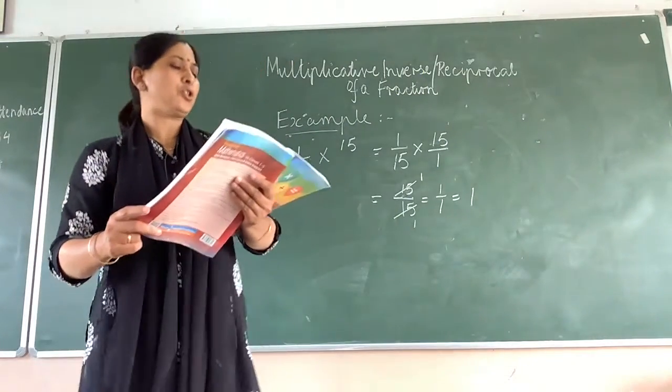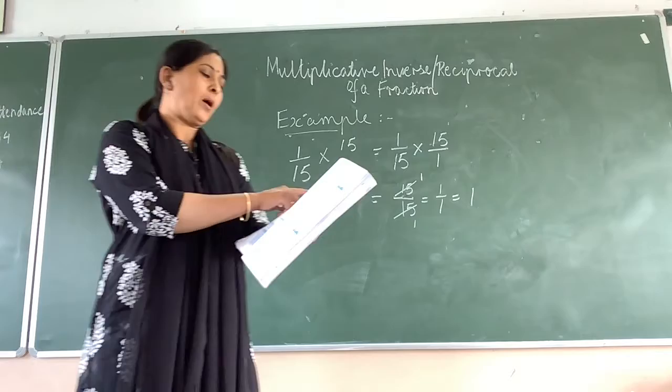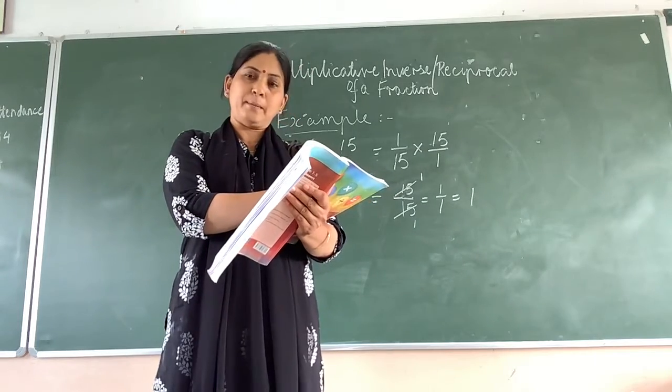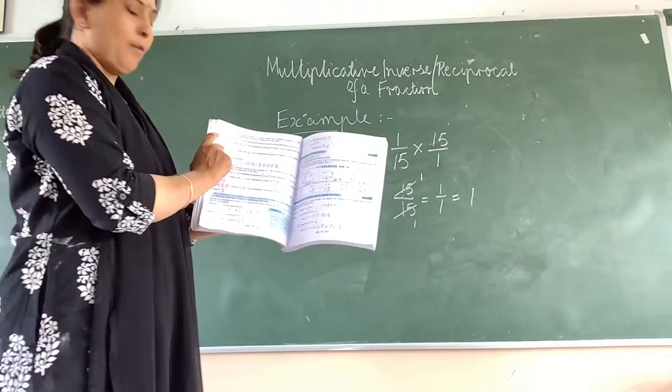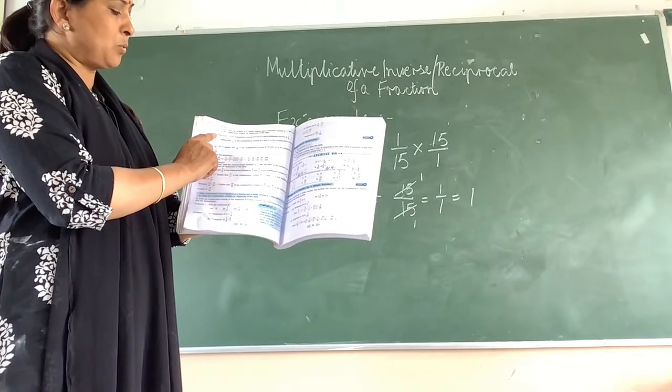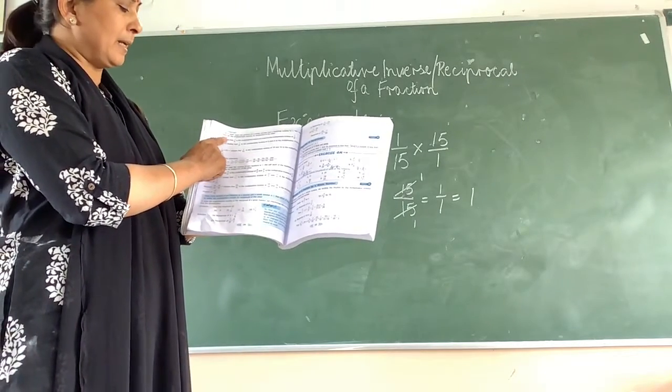Now underline this also. See in the example, 1 over 2 multiplied by 2, their product is 1. What does it mean? Underline this example also. 1 over 2 multiplied by 2 is equal to 1. Underline this and then underline.